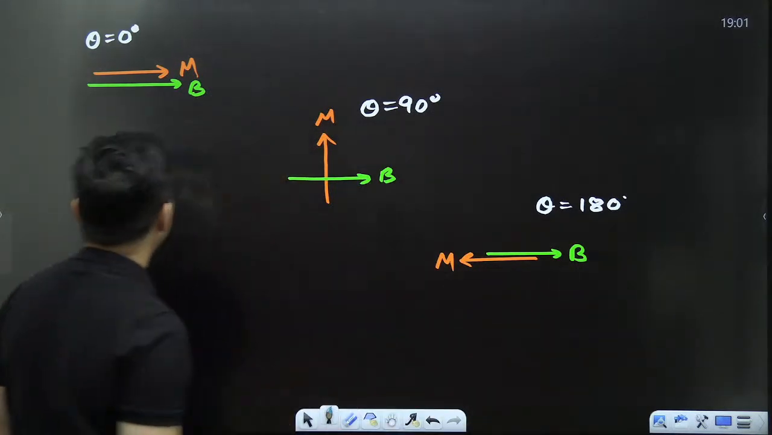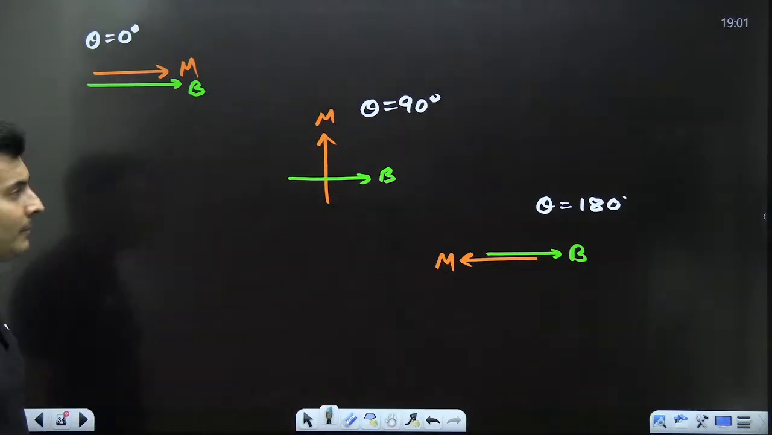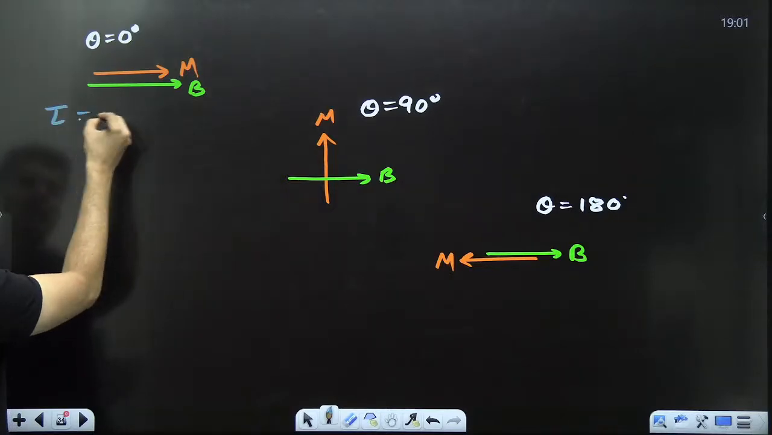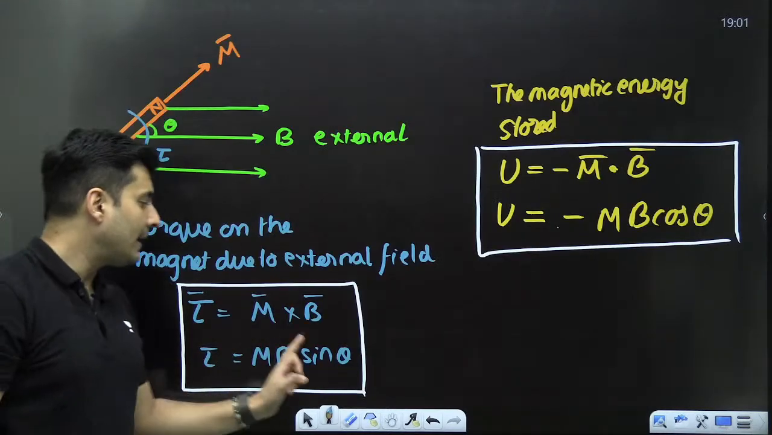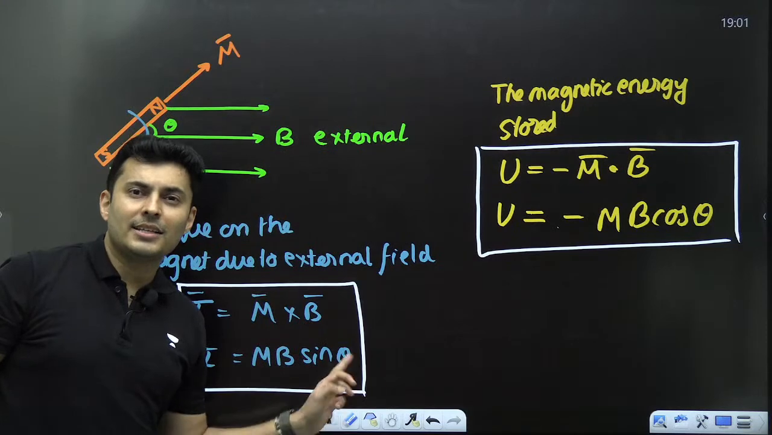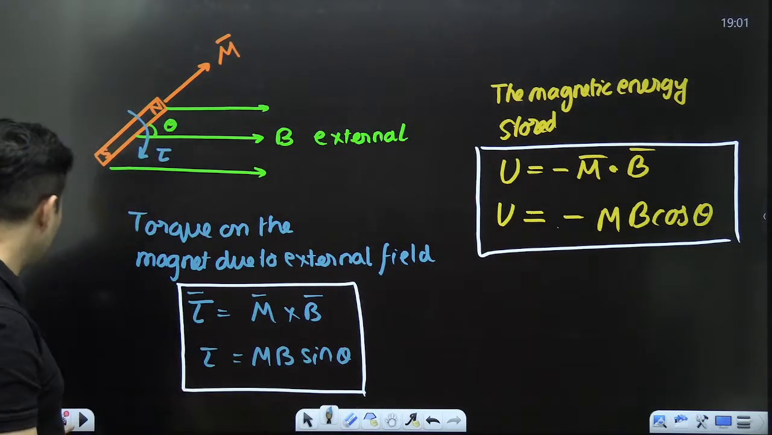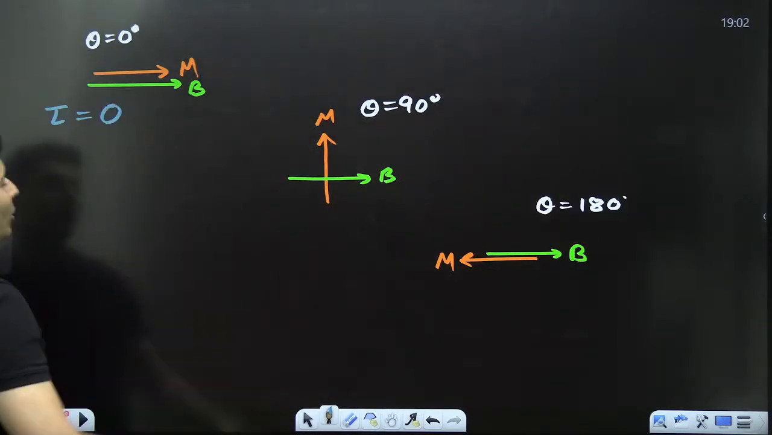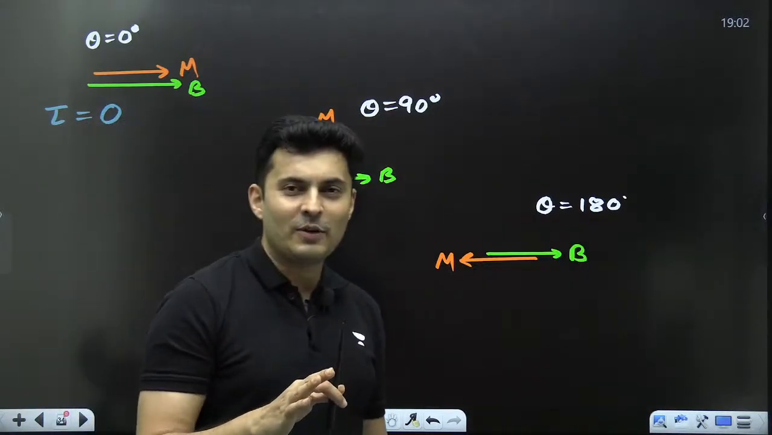Can you guys guess in this situation what will be the torque? When theta is zero, can you guess what will be the torque? Because torque is MB sine theta. Sine zero will be zero, so torque will also be zero. So this torque will be zero over here. Is that making sense, everyone?